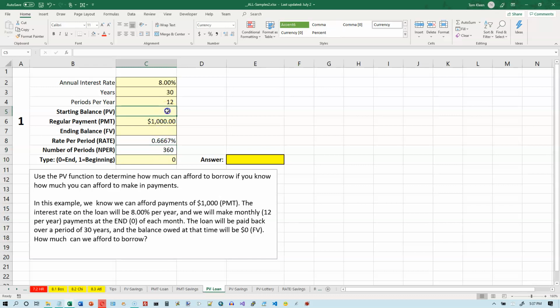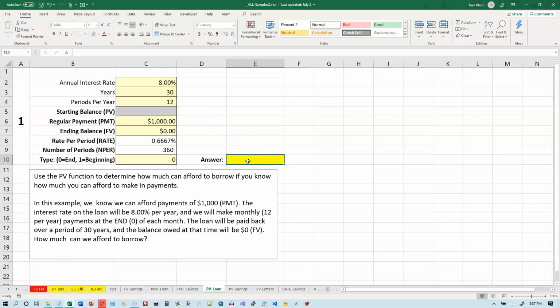Okay. Our starting balance is what we're trying to figure out. Let's gray that one out. We'll put the answer over here. And we are making our payments at the end of the month, which is a 0. The ending balance is going to be 0. We're going to pay off the entire loan. So this number right here will tell us how much we can afford to borrow if we can pay back $1,000 a month for 30 years, making monthly payments at an annual rate of 8%.